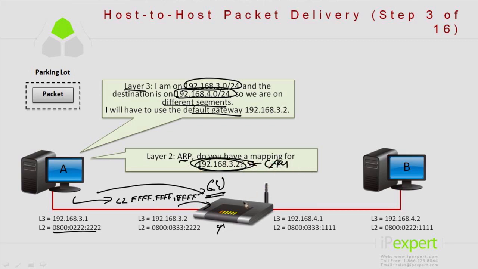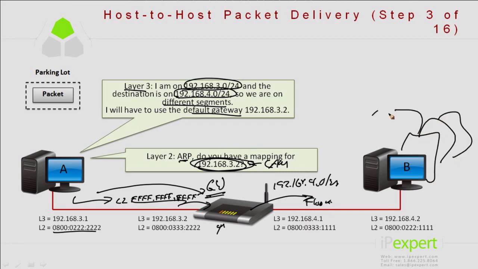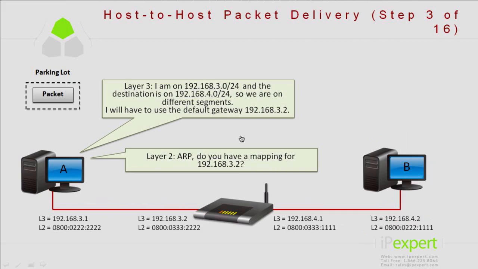But the thing is, it's going to say, well, do I have a record of 192.168.4.0/24? If it doesn't, then it's going to do that flooding process. And again, it's going to be sent to the all Fs MAC address. So that means if I had 5 other computers here, all of them would receive that broadcast. The device that actually has the logical address of 192.168.4.2 is going to be the device that responds in this scenario.